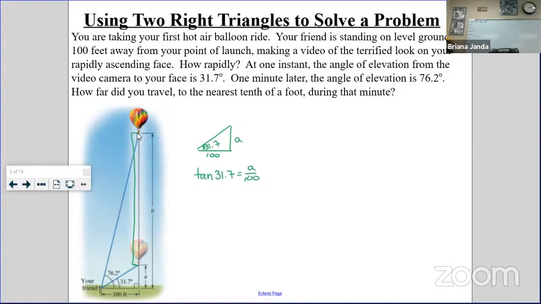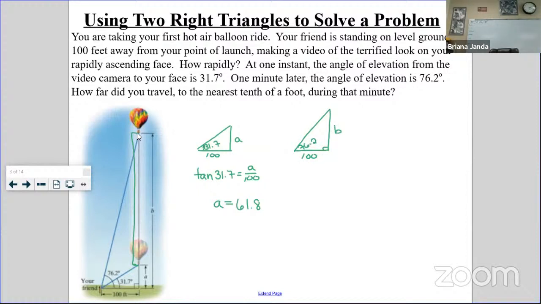Since it is A over 100, I would end up multiplying, and we find out that the height in that first measurement is 61.8 feet. And so then we look at the second triangle, where they're looking at a much steeper view here, still standing 100 feet away, but this time looking up at 76.2 degrees, and they called that height B.